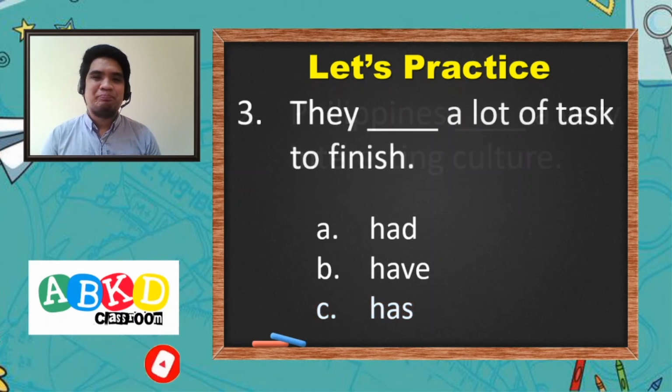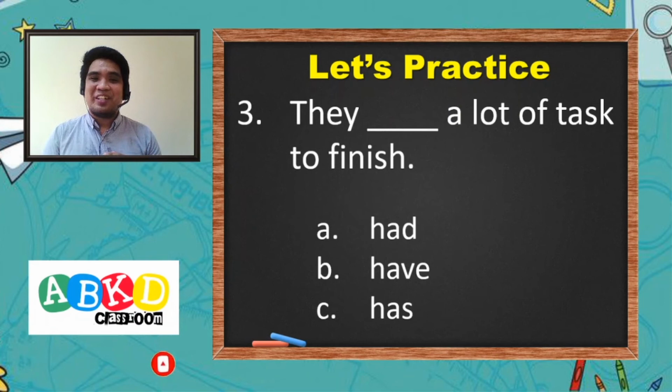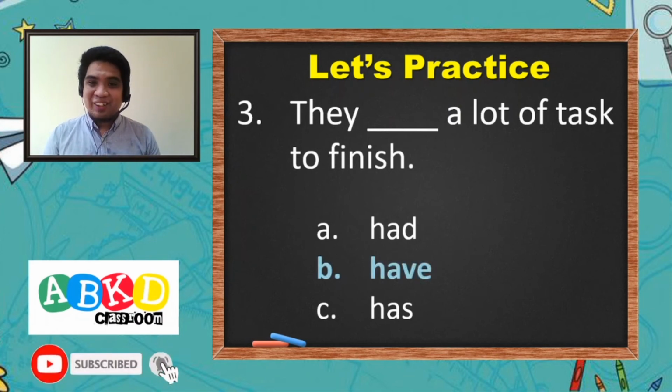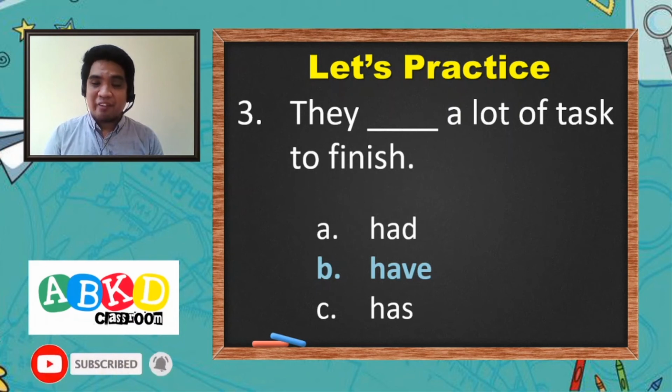Okay, third, they blank a lot of tasks to finish. Okay, they have the answer already. Okay, so the answer is have. Okay, why? Because the sentence is in the present and we have plural subject. That's why we use have.